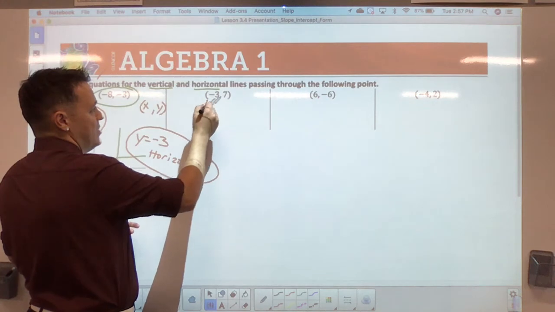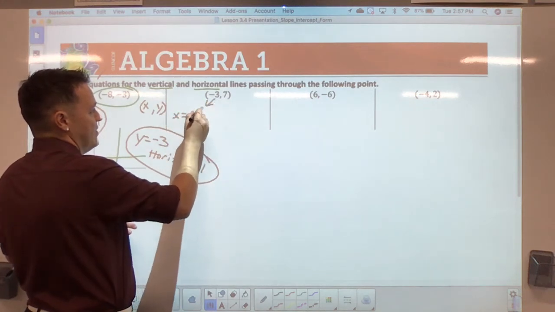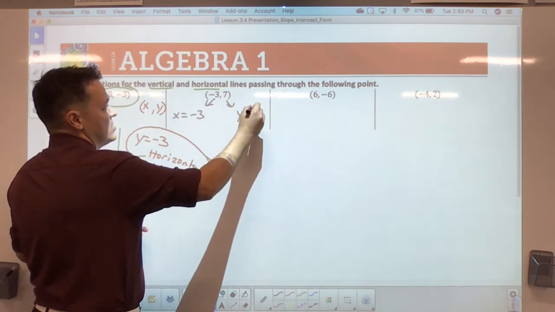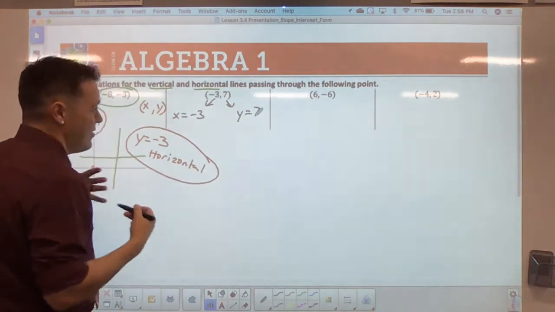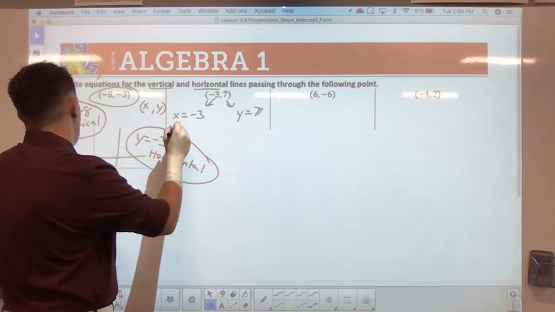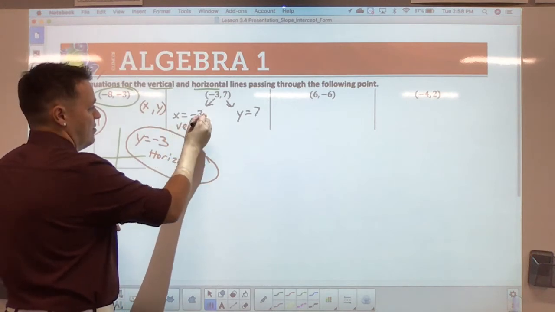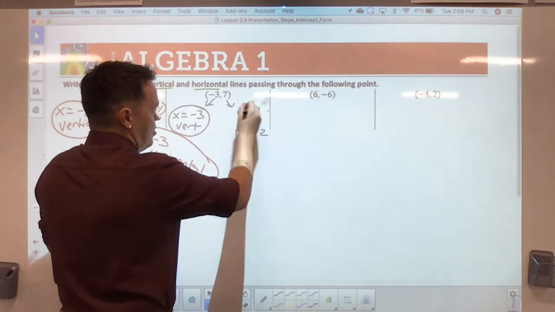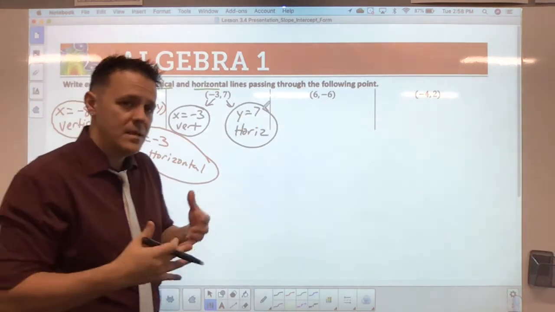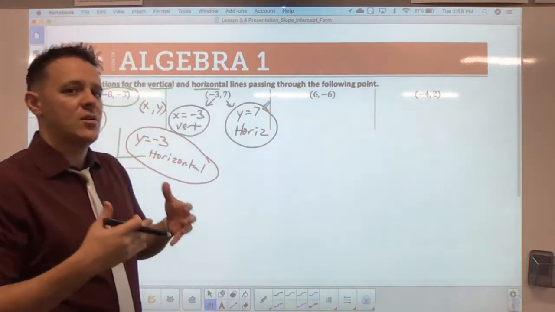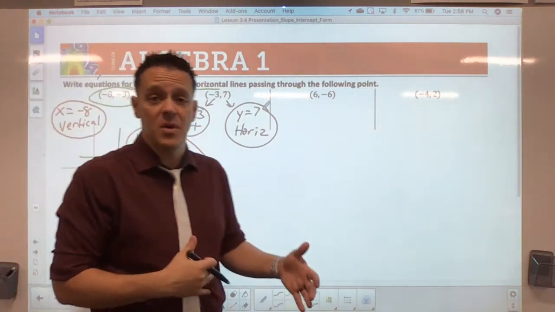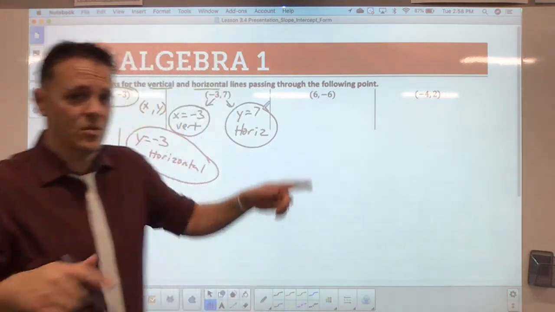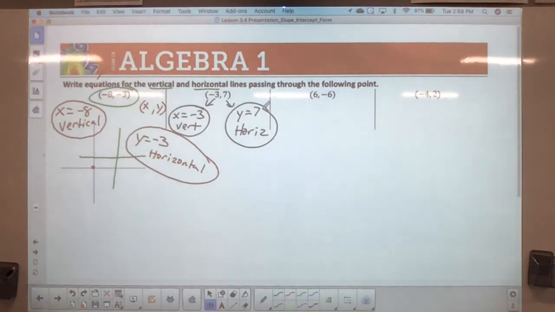This would be my x value. So x equals -3. And then this is my y value here, y equals 7. So what that means is that every dot on -3 would be a vertical line. And then this would be a horizontal line. Simple enough. Understand what it's saying. If you were to go to Desmos and graph these two lines, you would see one vertical, one horizontal. You do the next ones.